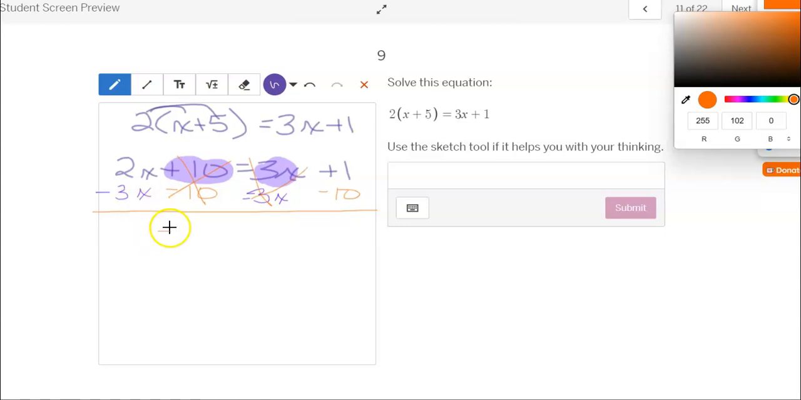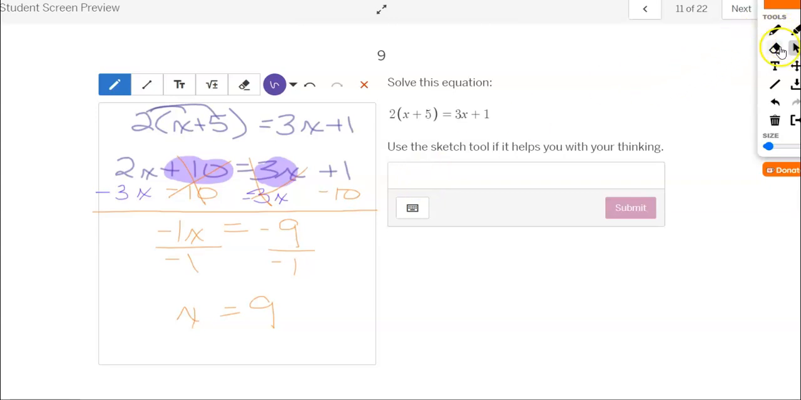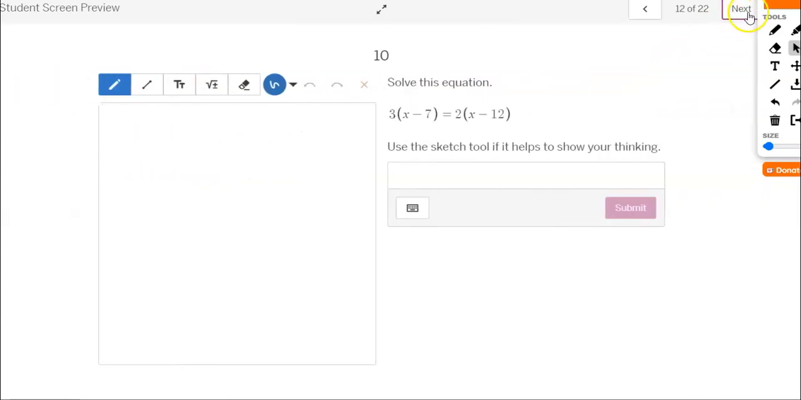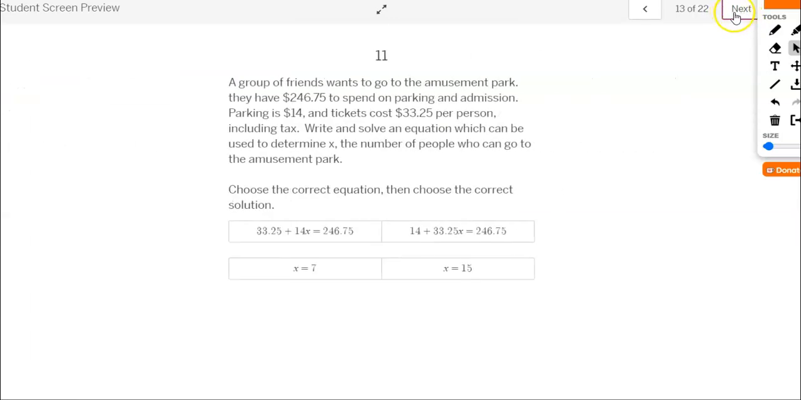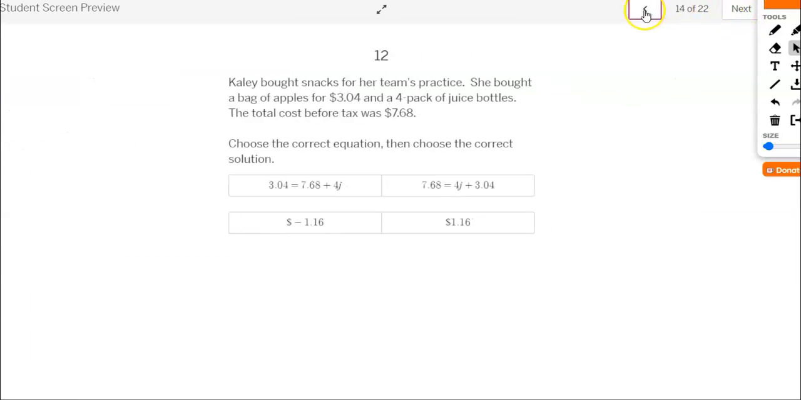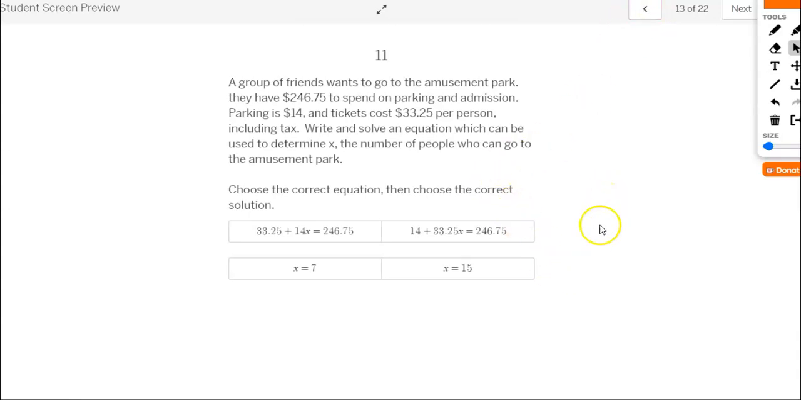2x minus 3x is -1x. 1 minus 10 is -9. And I just divide by -1 here. And x equals 9. Again, you can enter just a 9 here, or you can enter x equals 9. Either way, it will count it correct. Okay, and then the next problem, very similar to the one we just did. You'll just solve that one on your own. Numbers 11 and 12 are very similar. We're going to work number 11 together.